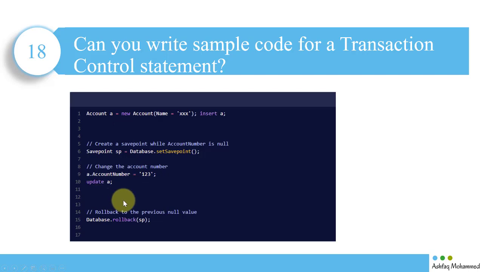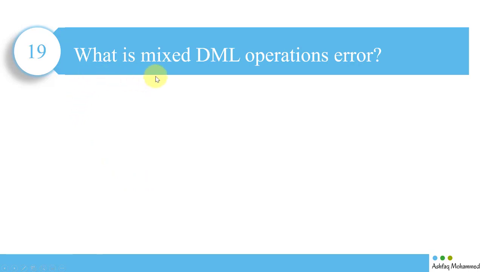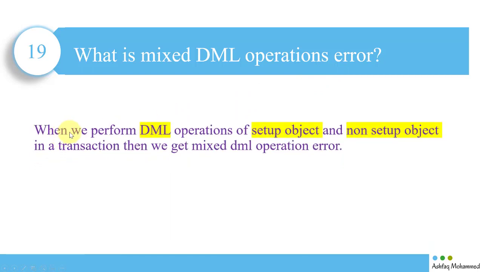So if you have any such scenario, you can use transactional control statements. Question number 19, what is a mixed DML operations error? Sometimes we get a mixed DML operations error. So what exactly is that? It occurs when we perform DML operations on a setup object and a non-setup object in the same transaction. Very, very important. I can't stress it enough, this is really important.